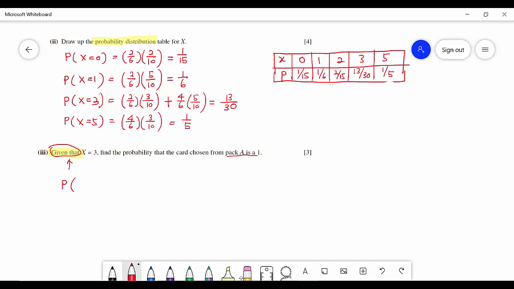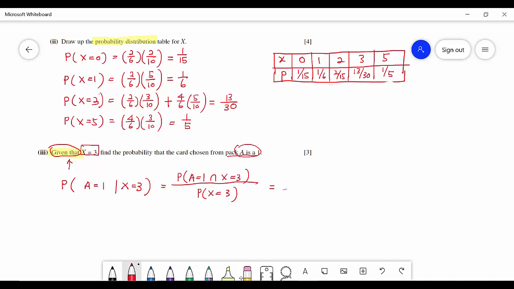When I want to write out the symbol, given that means I already know that x equals 3, the total for 2 cards. So I will write it here: x equals 3. And they want to find the probability that the card chosen from A is a 1. So for the left hand side, I'll write A equals 1. This is the conditional probability formula, so I write it out as: A equals 1 intersect with x equals 3, divided by the probability of x equals 3.